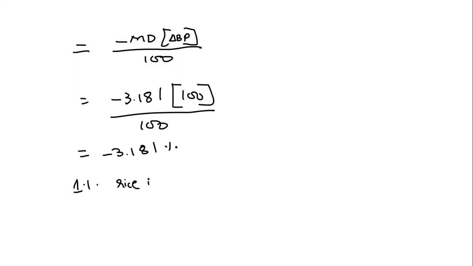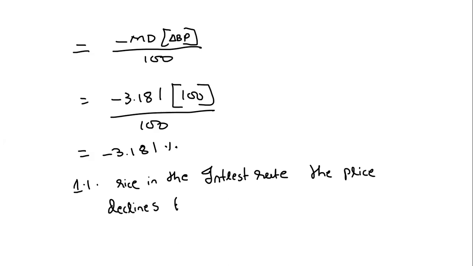So it means that a 1% rise in the interest rate, the price declines by 3.181 percentage. So if a 1% interest rate rise happens, the bond price will decline by 3.181 percentage. So this is the answer for question B.